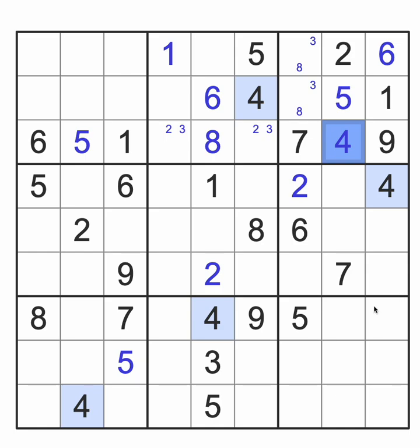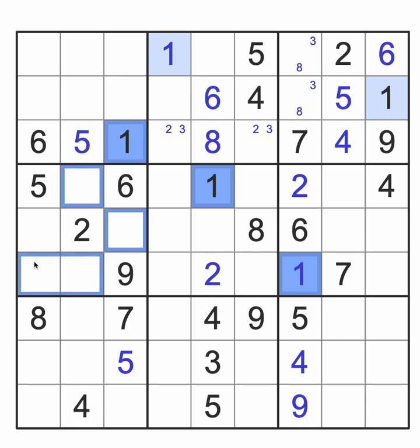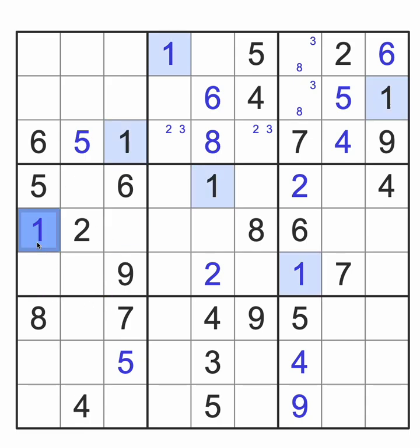4 and 4 and 4, they block these. Gives me 4 here. These will be, because of 3, 8 double here, these 2 cells will be 1 and 9, but 9 is already here. That gives me 1 here, and this will be 9. And 1, 1, 1 block these, gives me 1 here.